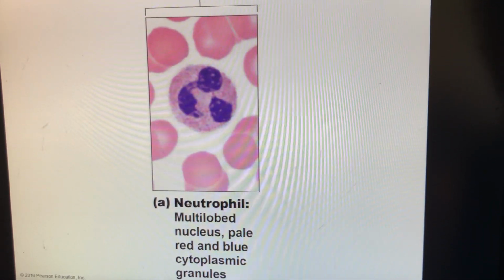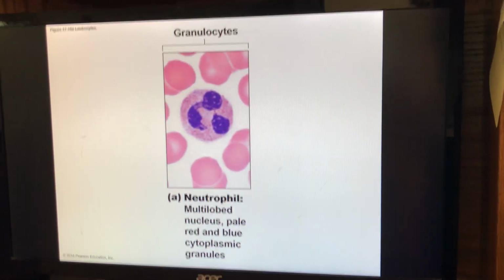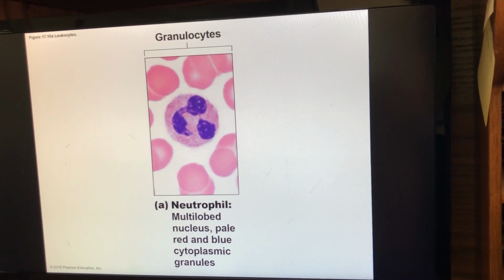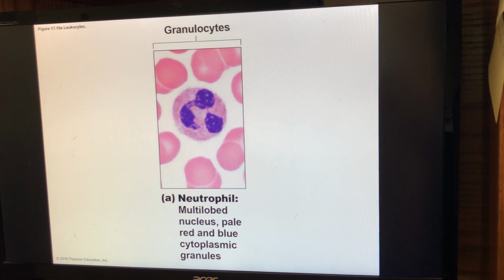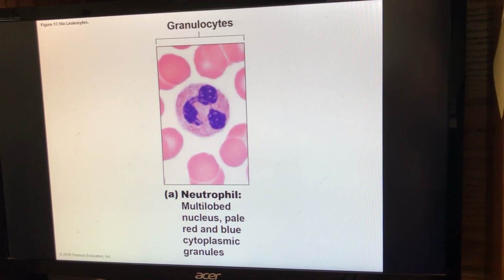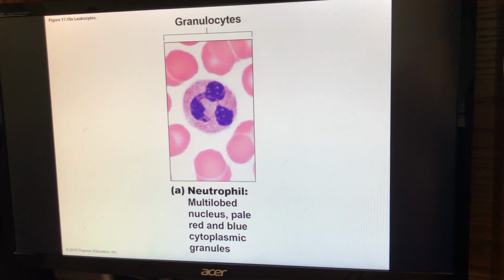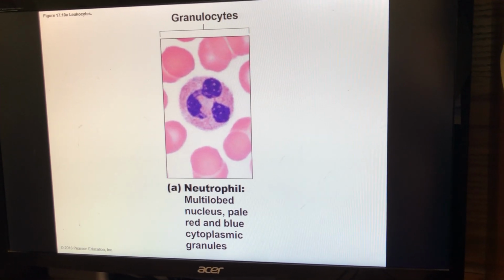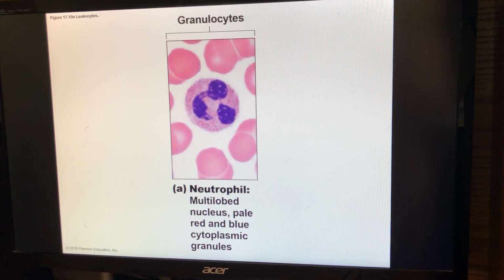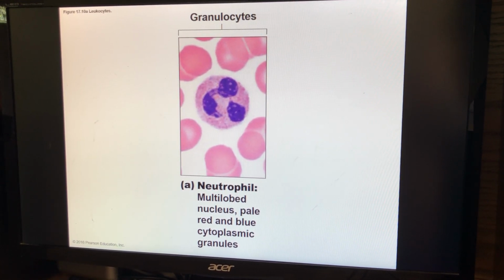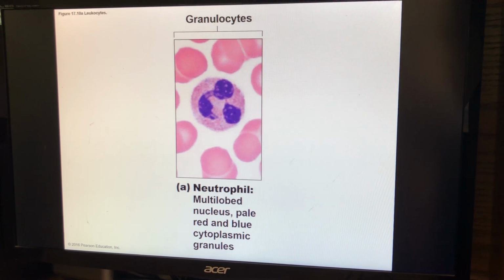Remember that the key features of it: it is about double the size of a background red blood cell, and it has a multi-lobed nucleus. In this particular case, it has 3. It does have red and blue cytoplasmic granules, which makes it look almost purple. And that's the one that you would find most often. Most textbooks have them anywhere from 50 to 75% in a normal sample.